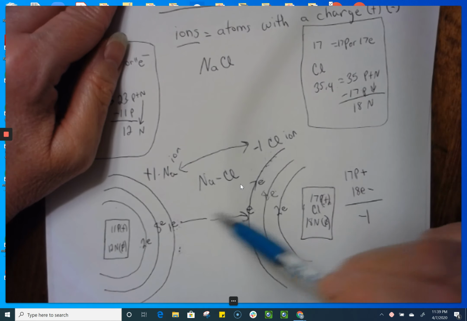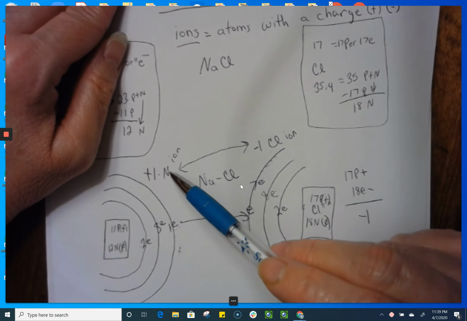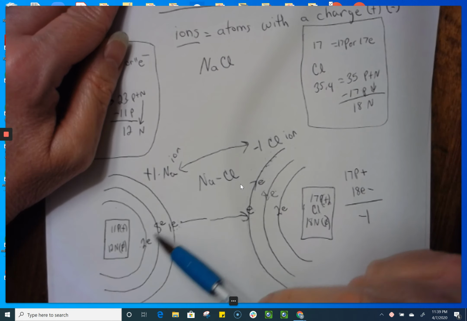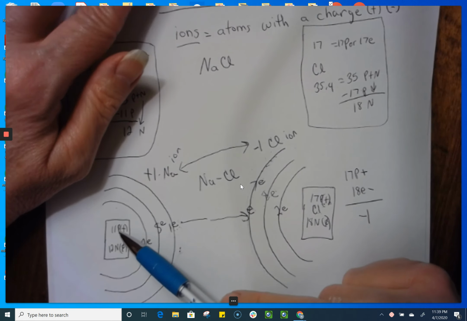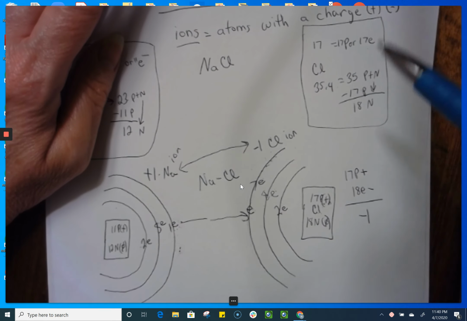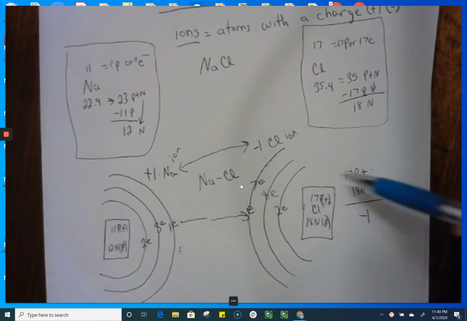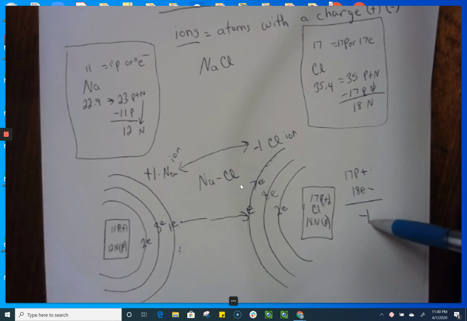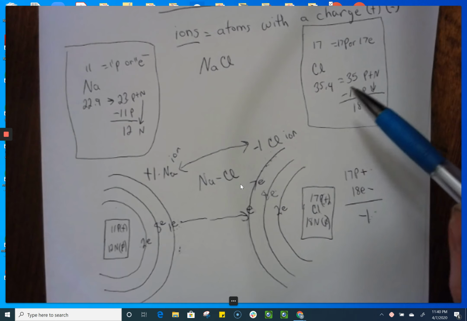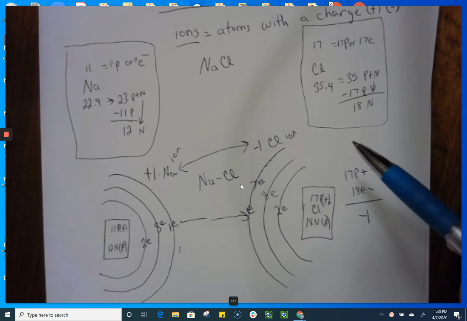But in that process of transferring electrons, the sodium atom lost a negative electron, which meant that it had one more positive charge than negative charges, so it became a +1 ion. Chlorine had 17 positive charges. When it gained the extra electron, it then had 18 negative charges, and it became a negative ion. And the oppositely charged ions attracted, which pulled the two atoms together, forming an ionic bond.